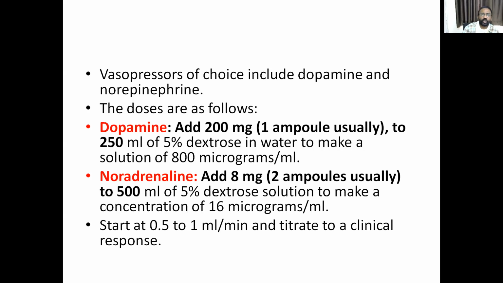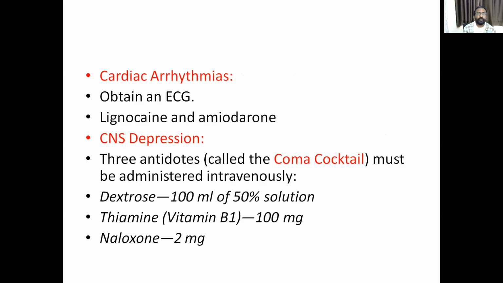These drips, inotropic support, should be given to stabilize and maintain the blood pressure, to correct the circulatory defects. If the patient has cardiac arrhythmias, any ventricular tachycardia or supraventricular tachycardia, you have to take an ECG immediately. The first line of treatment for cardiac arrhythmias is lignocaine. You should give lignocaine and then amiodarone.